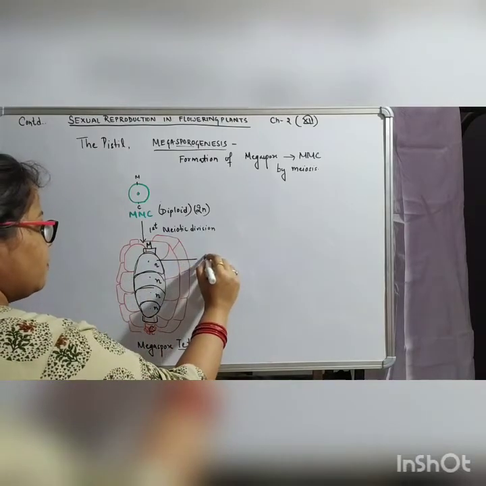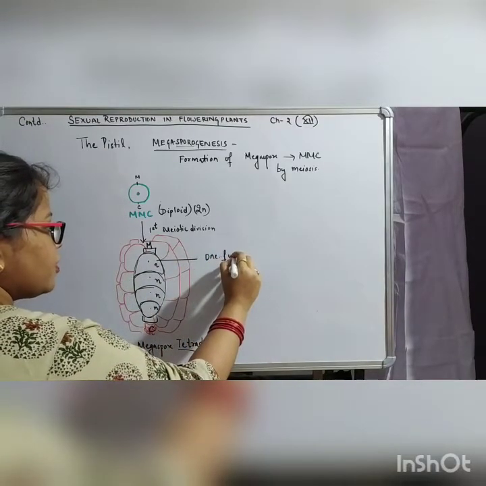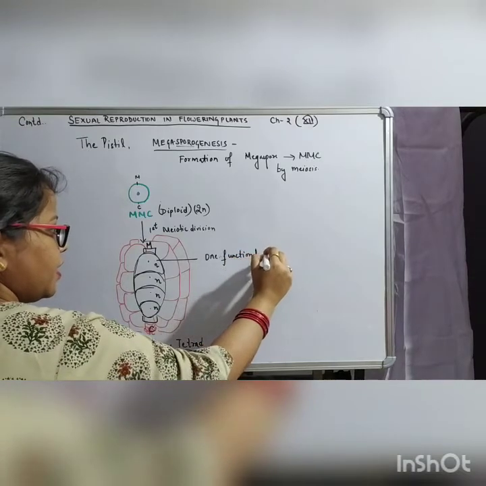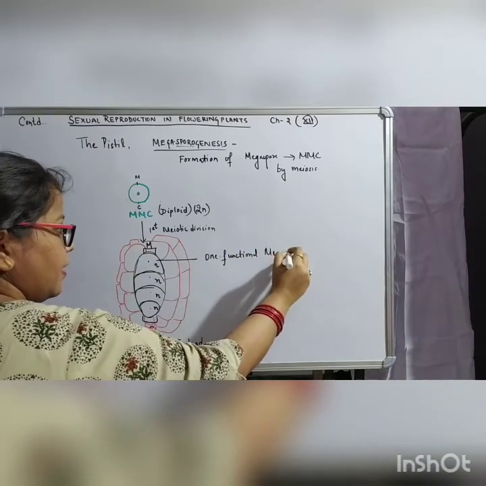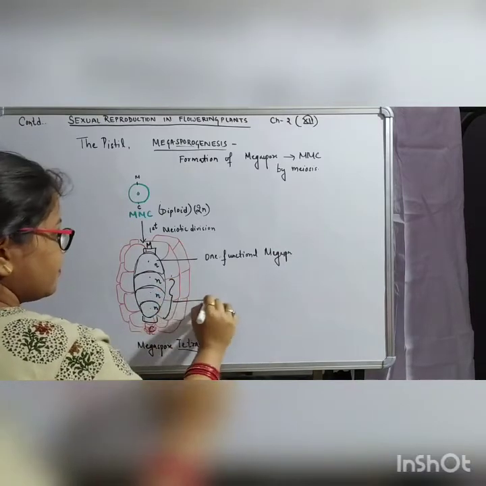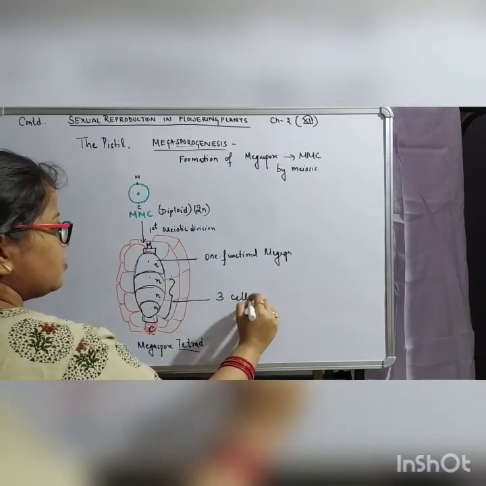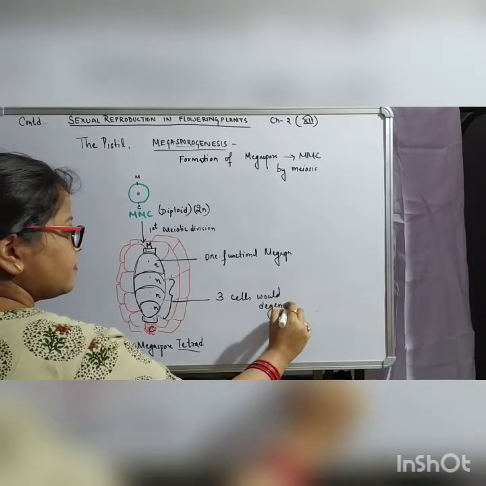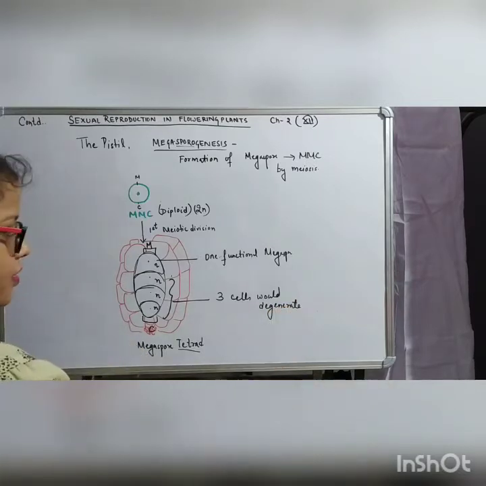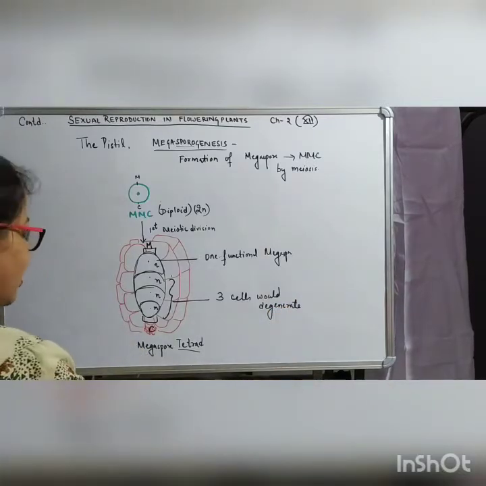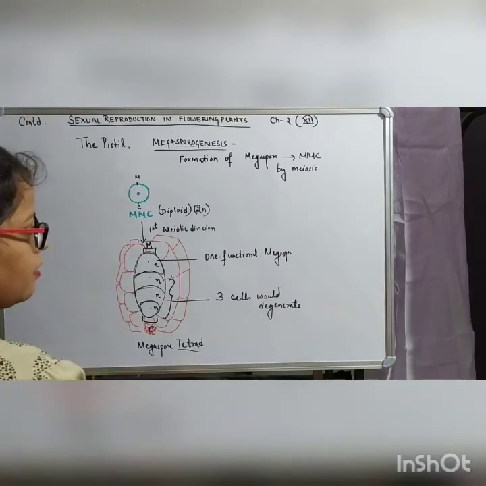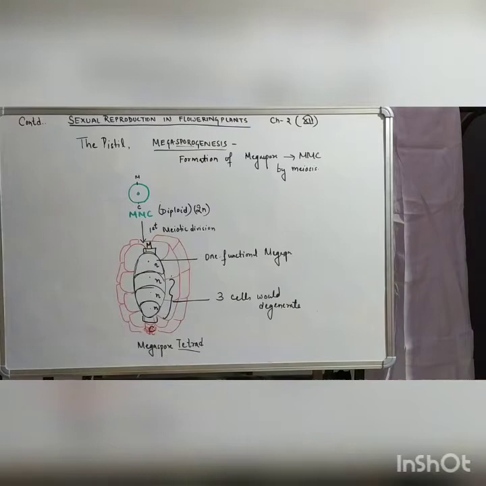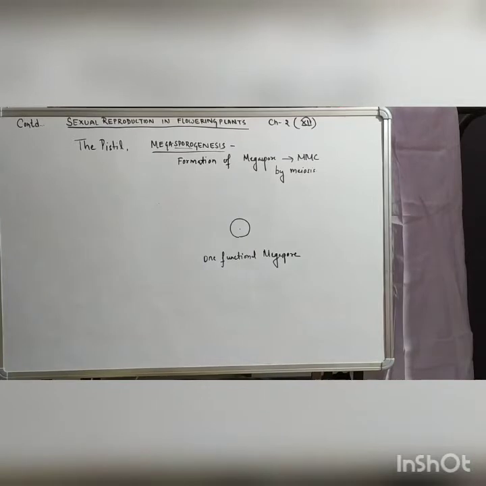So we will be getting only one functional megaspore, and these three cells would degenerate. Okay, they would be degenerating. So now we have got only one functional megaspore. See, we have ended up with one functional megaspore.